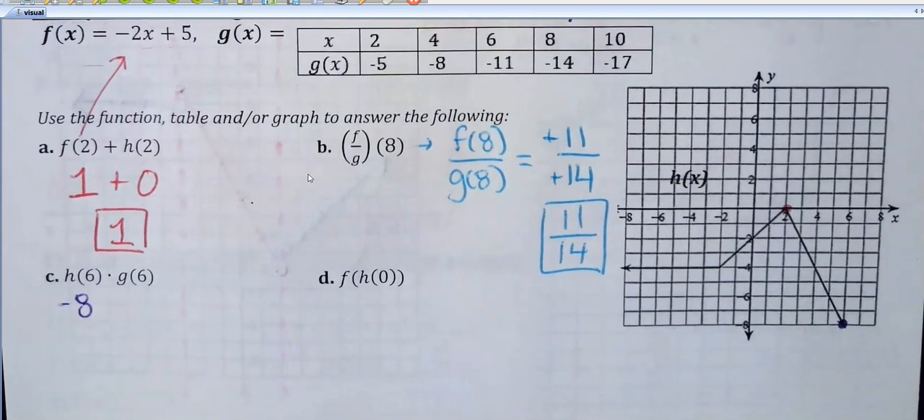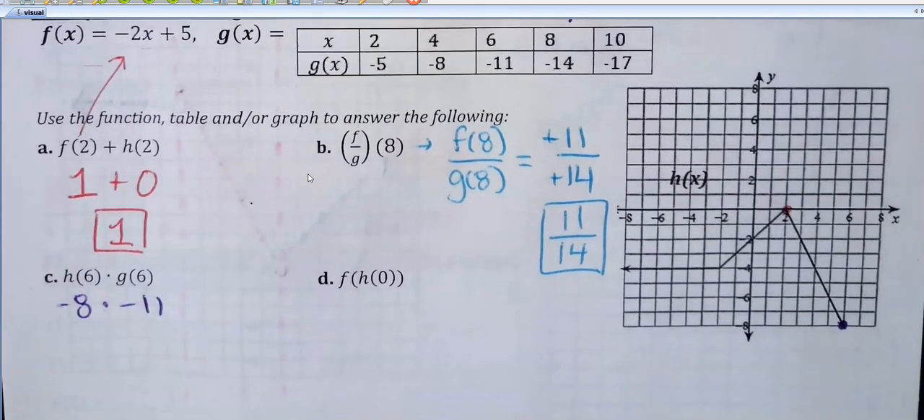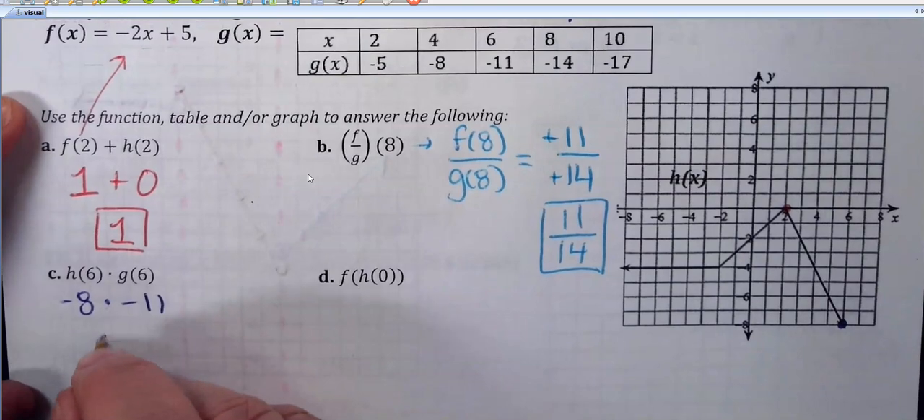What would you guys tell me for g of 6? That's going to use the table. Perfect. Okay, and then we're just supposed to multiply together. So negative 8 times negative 11 gives you positive 88.